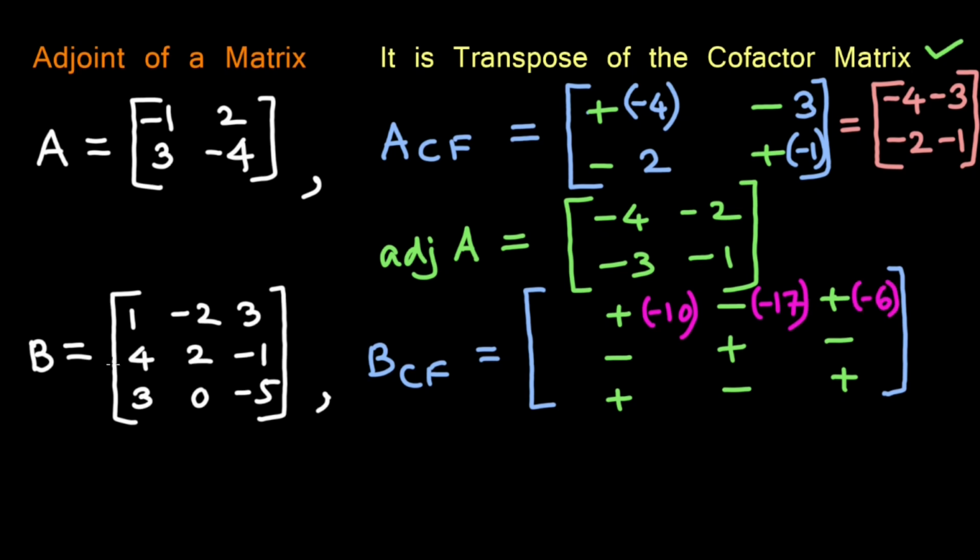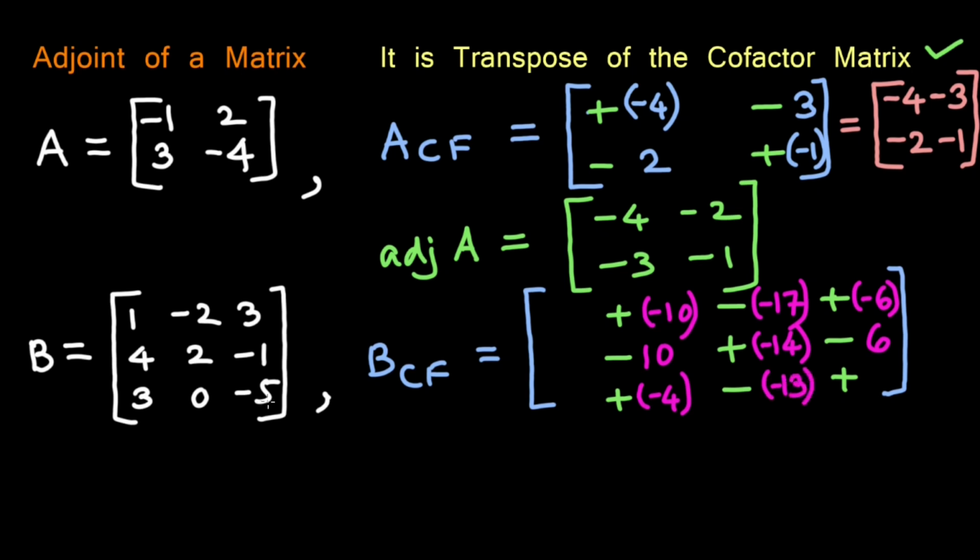Minor of element 4 will be 10 minus 0, so that will be 10. Minor of element 2 will be minus 5 minus 9, that will be minus 14. Minor of element minus 1 will be 0 plus 6, so that will be 6. Minor of element 3 will be 2 minus 6, that will be minus 4. Minor of element 0 will be minus 1 minus 12, that will be minus 13.